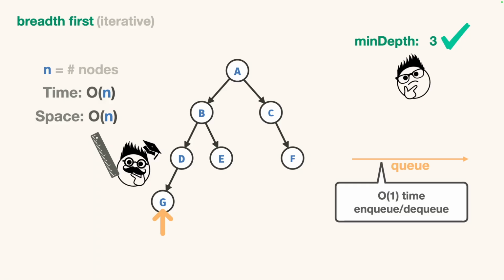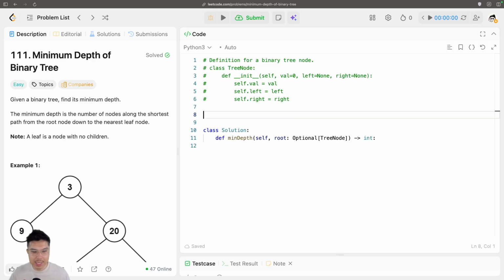All right, now let's code this one up. I'll show you the code for the breadth first iterative and also the depth first iterative because it's almost identical. All right, so to attack this one with an iterative breadth first, I'm going to import my deque. So from collections, import deque. It gives me access to an efficient queue data structure.